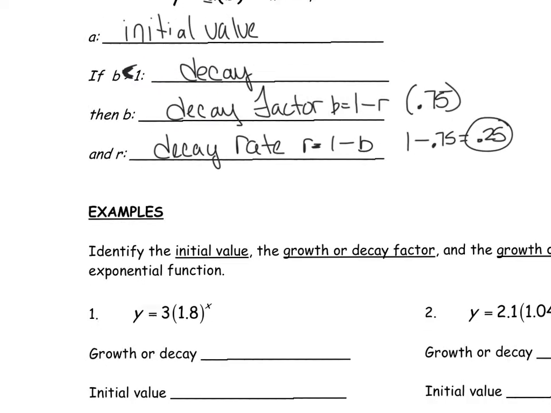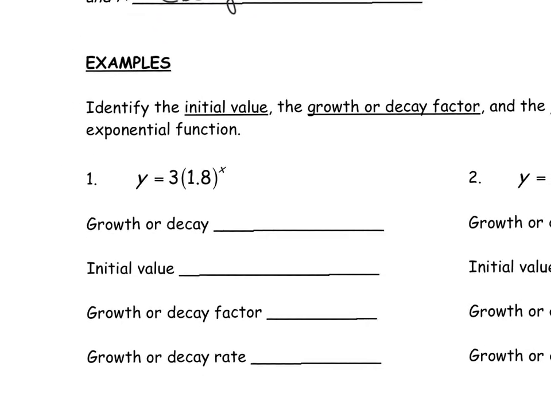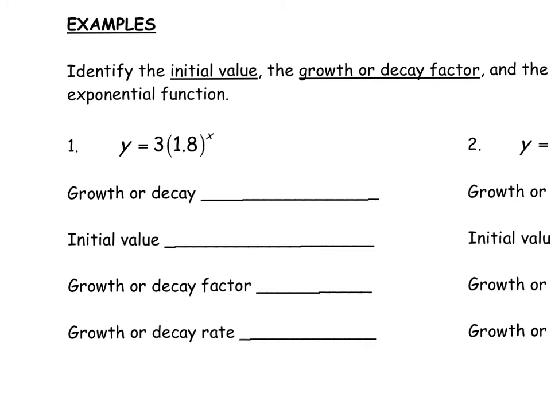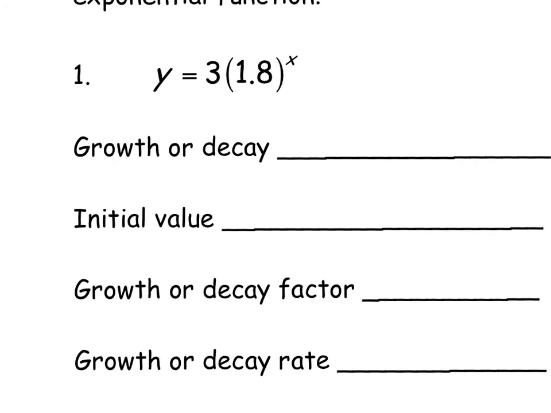All right, let's do some examples here. So here we got y equals 3 times 1.8 to the x. First off, is it growth or decay? Well, here's our b, this is a, this is b. It's greater than 1, so it's going to be growth.